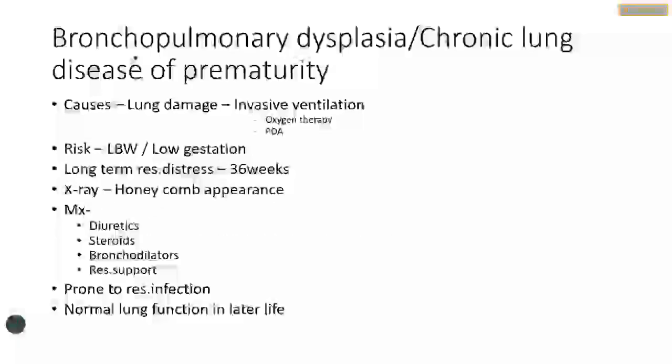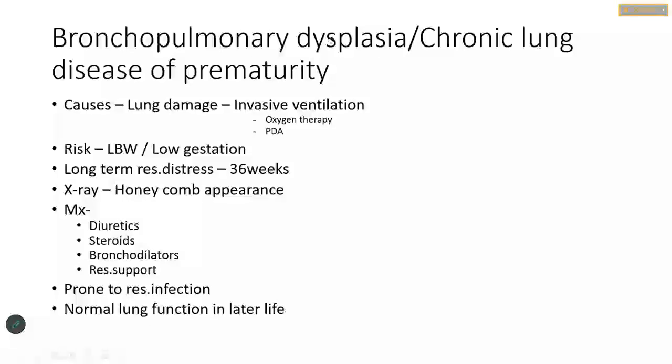Okay, this is bronchopulmonary dysplasia, or chronic lung disease of prematurity. This is not a common topic to be asked in the MCQ SPR up to now, but I am not sure, because it has been included in the book. So sometimes they may ask the question in the coming period. That's why I have included this topic.